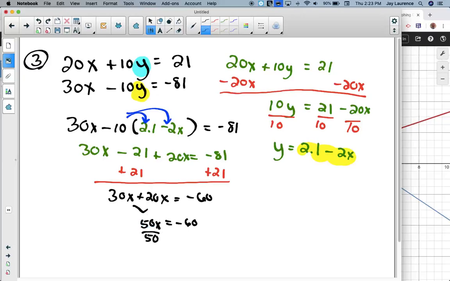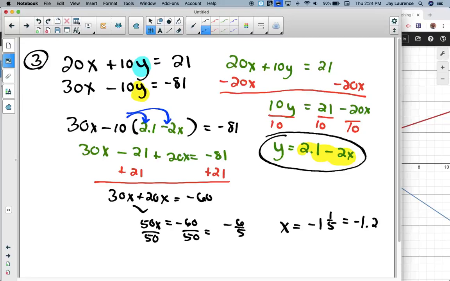I'll divide by 50, divide by 50. I will simplify to negative 6/5. So x is going to equal negative 1 1/5. Now to figure out y, or by the way, that's the same as negative 1 2/10. To figure out y, I'm going to need to use this equation.